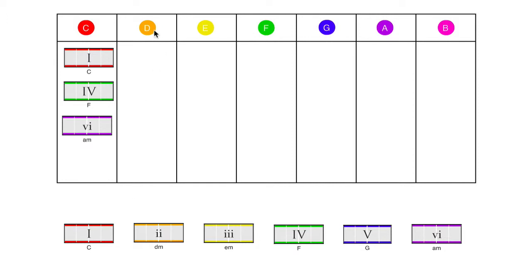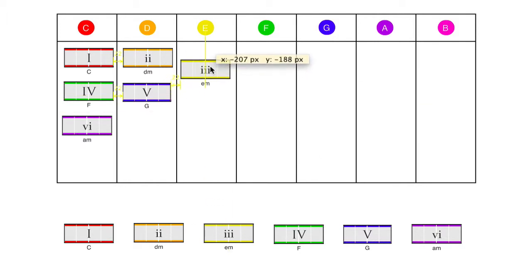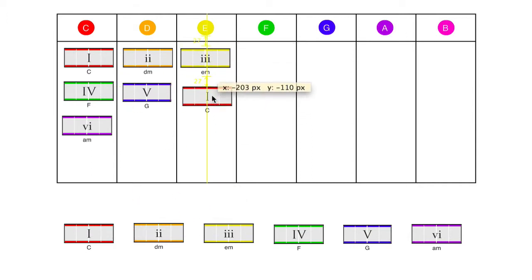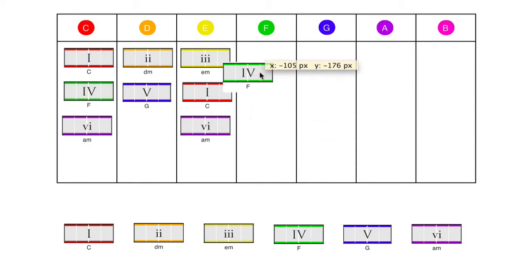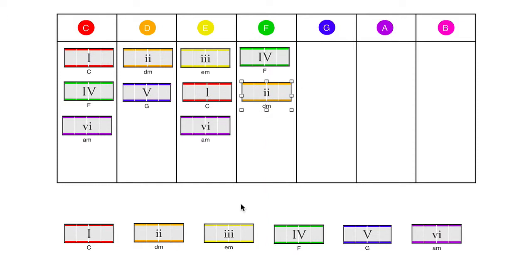Okay, scale degree 2, D, we have the 2 chord. What other chords have a 2 in it? Well, the 5 chord. And that's it. The 7 chord we don't have here, so that's okay. For scale degree 3, E, we have the E chord, the C chord, and the A chord. 1, 3, and 6. For scale degree 4, F, we have the 4 chord, F. What else? The 2 chord, D minor. And that's it.